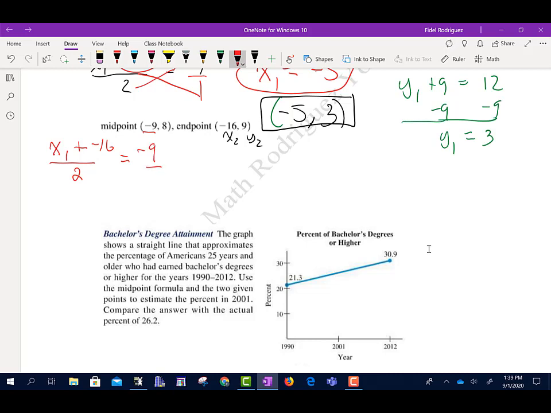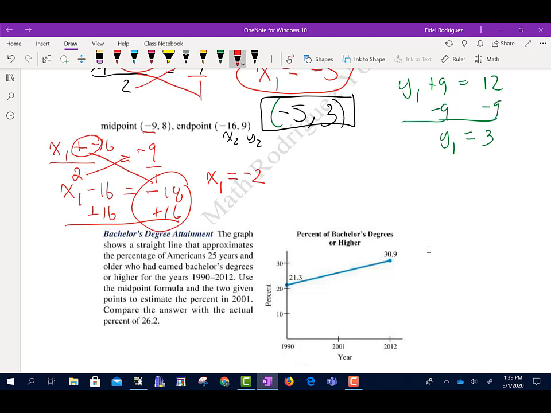So just like we did earlier, guys, I'm going to think about this over 1. So when I multiply 1 times that, I'm going to get x1. Again, instead of me writing plus minus, I'll just write -16 equals 2 times -9 is -18. I'm going to add 16 to both sides. And we come up with x1 is -18 plus 16, -2. Okay. Now, let's do the same thing for the y coordinate, okay?